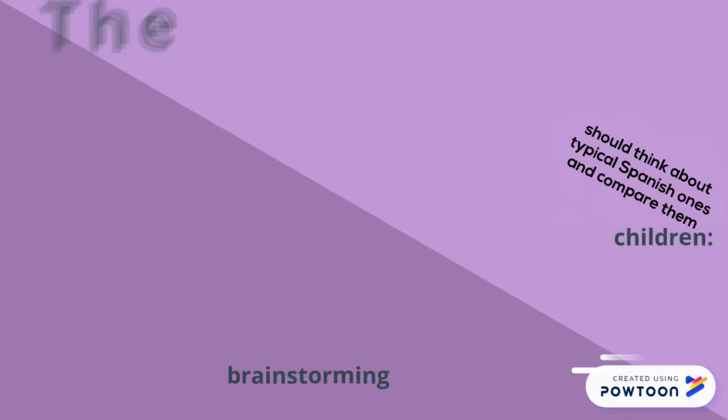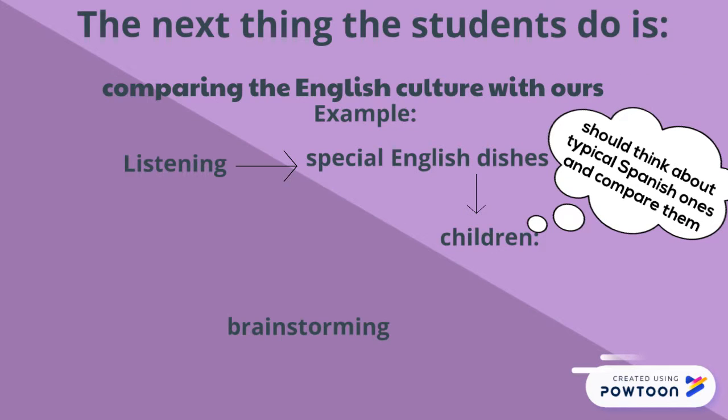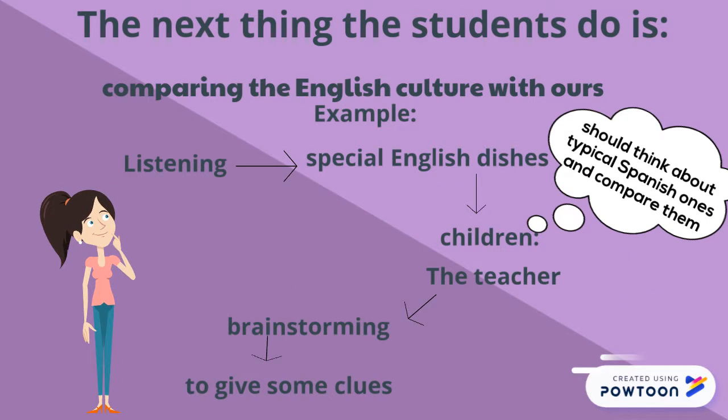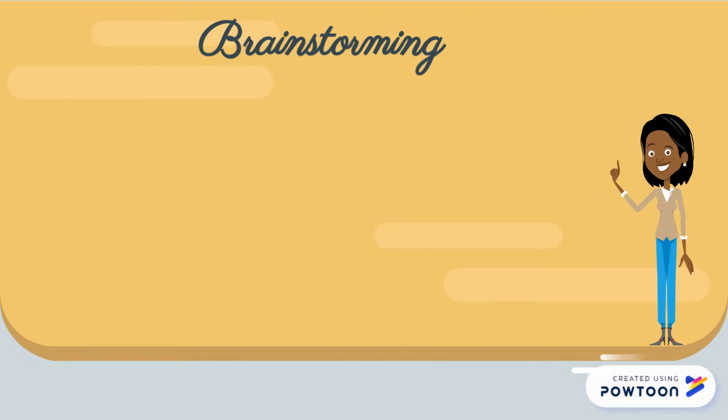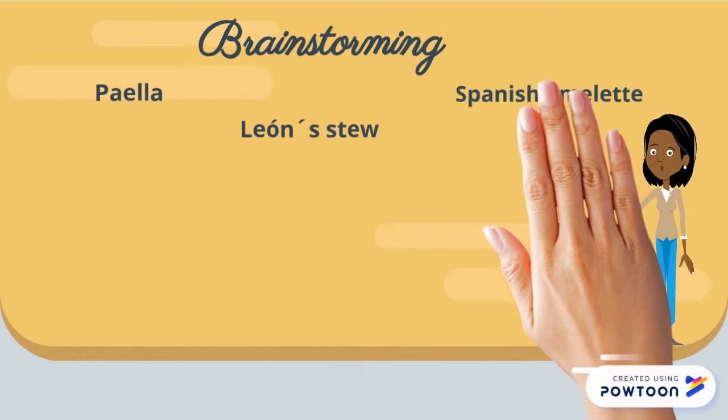The next thing the students do is comparing the English culture they have just listened to with ours. For example, if the listening was about special English dishes, children should think about typical Spanish ones and compare them. This way, the teacher does a brainstorming to give some clues to the children. Hence, she carries out a brainstorming highlighting the paella, the lamb stew, the Spanish omelette, etc.